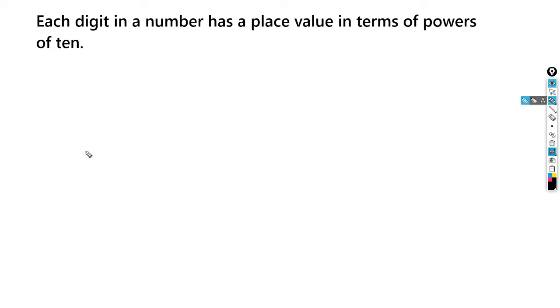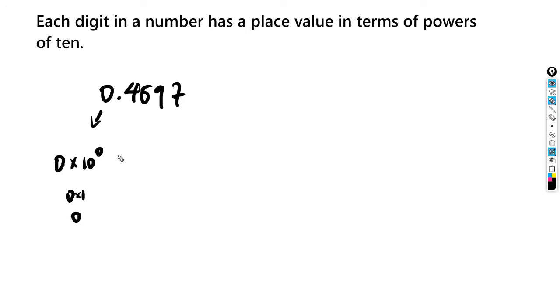All right, guys, so let's look at another decimal. Let's say 0.4597, all right? And remember, in the decimal system, each digit in a number has a place value in terms of powers of 10, right? So same thing, this 0 would be 0 times 10 to the 0, which would be 0 times 1, which would be 0. Plus this 4 would be 4 times 10 to the negative 1, which is the same thing as 4 over 10, which is the same thing as 0.4.